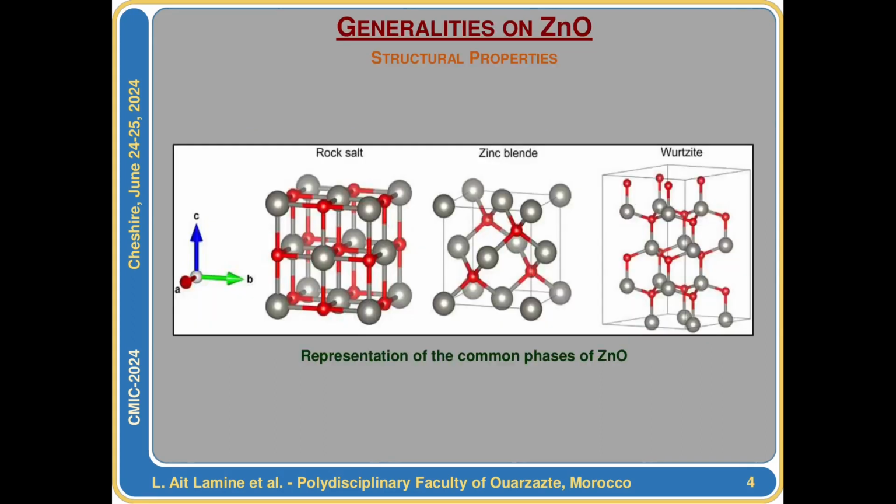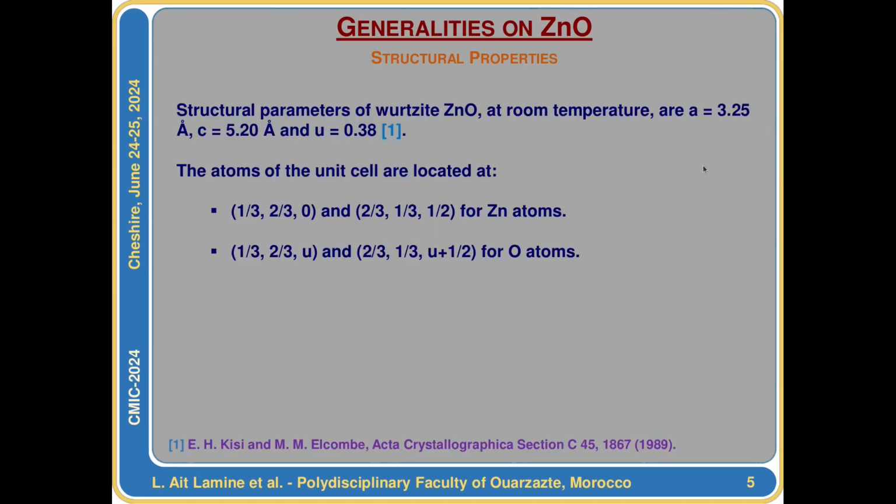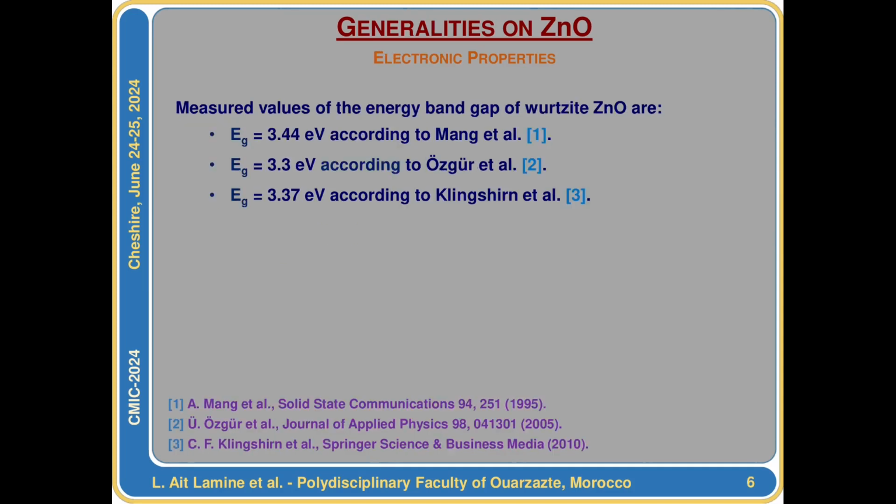For some general properties on ZnO, starting with the structural ones, ZnO has three common phases: rock salt, zinc blende, and wurtzite. At room temperature, the thermodynamically stable phase is that of the wurtzite. Here are the experimental a and c lattice constants and the structural parameter u of wurtzite ZnO. Its unit cell contains 4 atoms that are located at these crystal coordinates. For the experimental energy bandgap of wurtzite ZnO, it is generally between 3.3 and 3.44 electron volts.